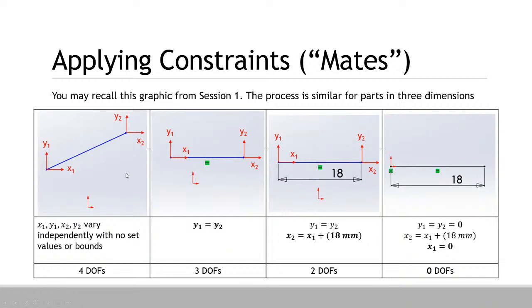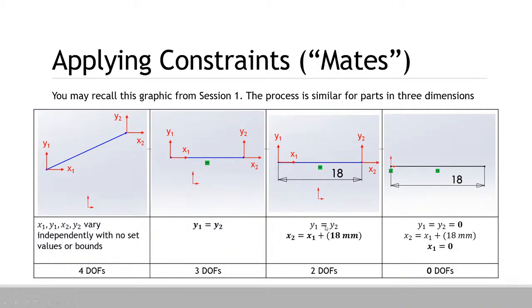All right, so now constraints. You may recall this graphic from session 1 when we were talking about the process of applying constraints and dimensions to sketch geometry in 2 dimensions. For example, if you create a line here, you just draw it out in space. What you've effectively done is create 4 independent variables that can vary with no set values or bounds. You have the x and y positions of both of the endpoints of this line. As you apply constraints, for example, a horizontal constraint that sets the y-coordinate of point 1 equal to the y-coordinate of point 2, or as you apply dimensions, say the length of this line is 18 millimeters, thus x2 is x1 plus 18 millimeters.